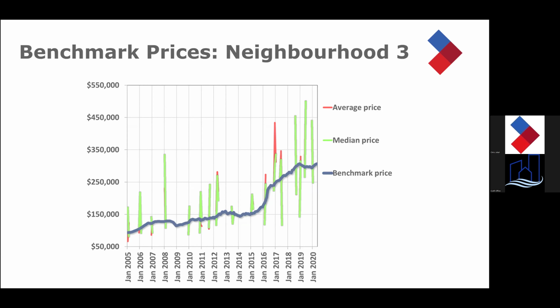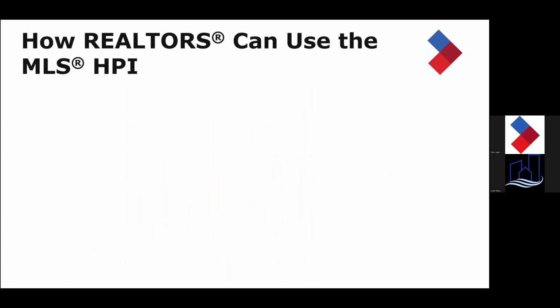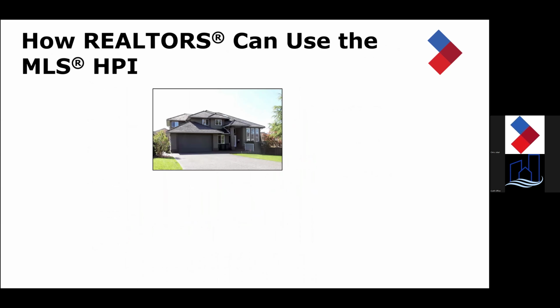So now that we've covered the advantages of using the HPI over other price measures, let's just take a look at two examples of how you can use and apply the HPI to your listing. So in this example, the property pictured was originally purchased by a client in July of 2012. There were significant renovations completed, and then it was sold in April of 2015.